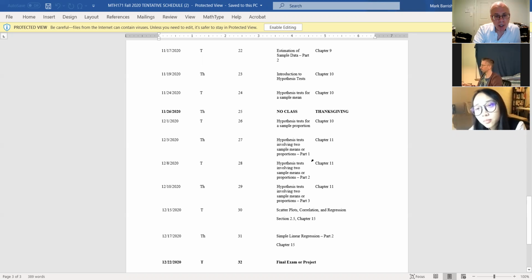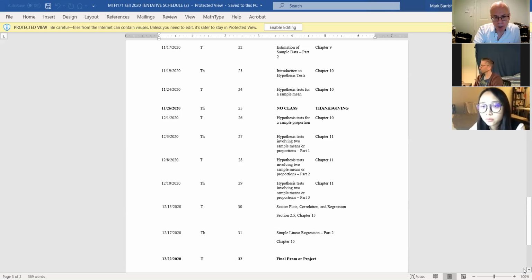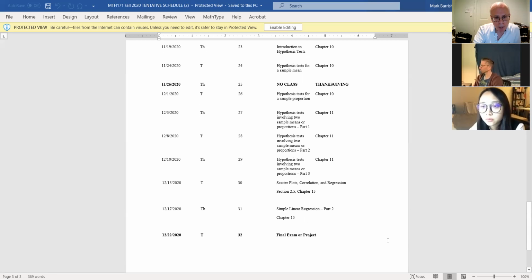Chapter 11, where it's hypothesis tests for 2 sample means or proportions. That is not as important as chapter 10, but if I have time, I will put some effort into that, but not over 3 meetings. We'll definitely do that over 1 meeting as opposed to 3. And that's because I want to spend some time on correlation and regression. So I just want to make sure you complete the course based on what I think you should know.